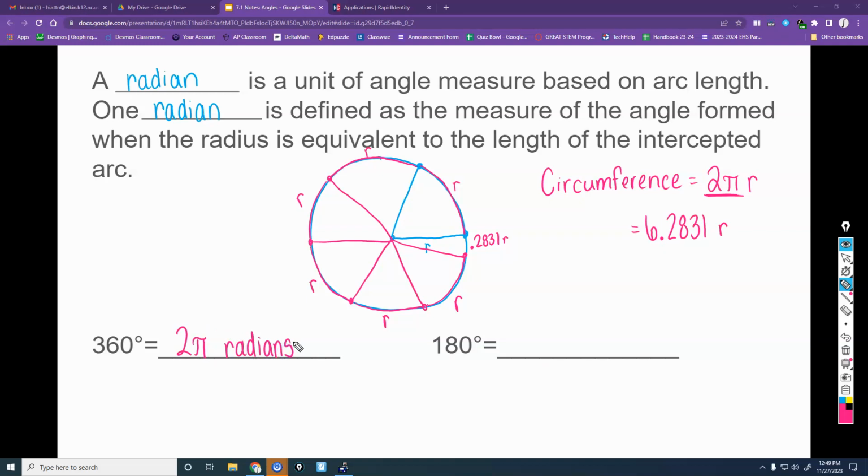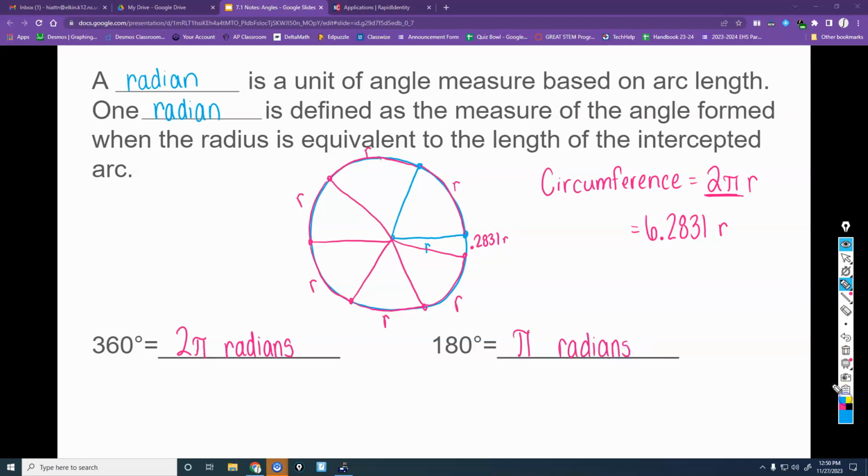So every circle has 360 degrees, or if we're using radian measures, it has 2 pi radians. All the way around the circle once is 2 pi. So if all the way around the circle once is 2 pi, what is 180 degrees? It's just pi radians.